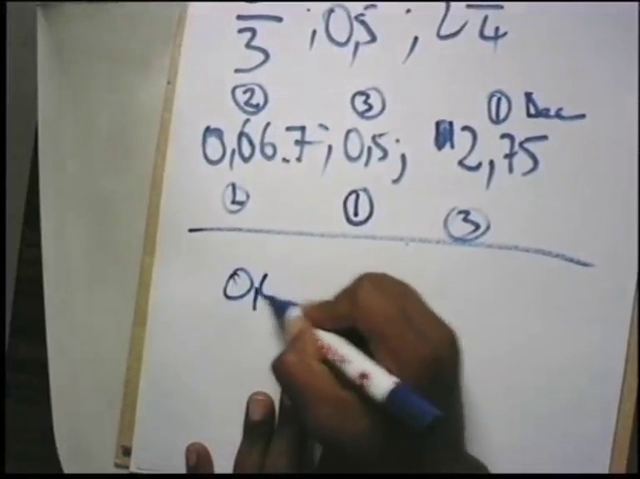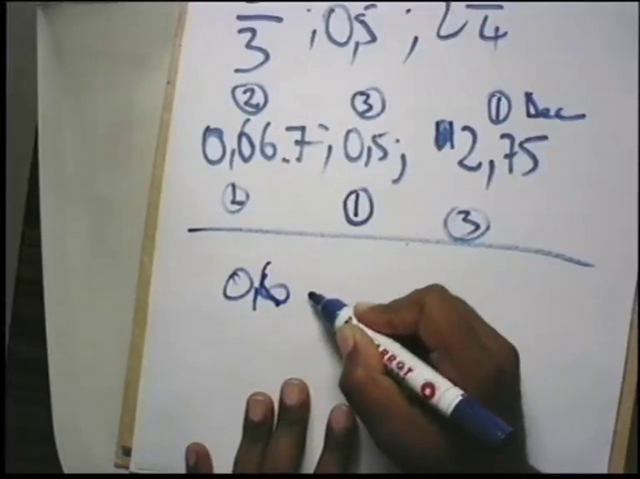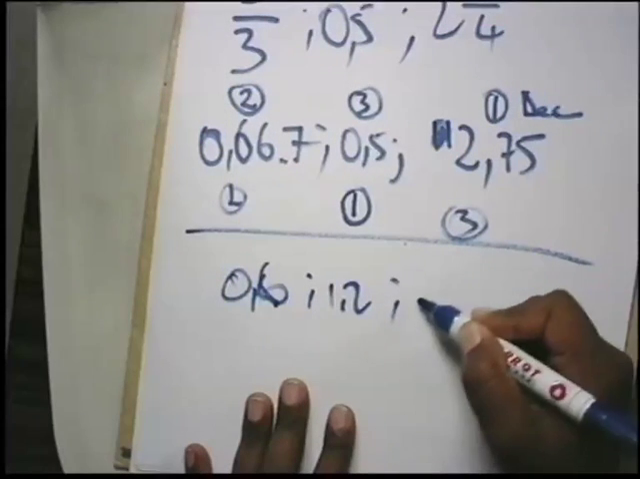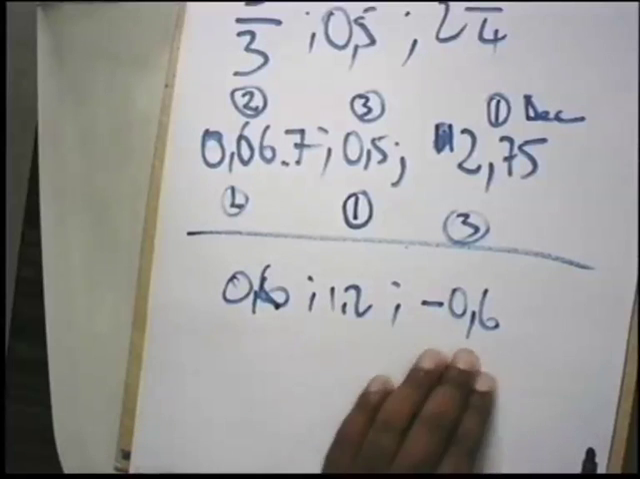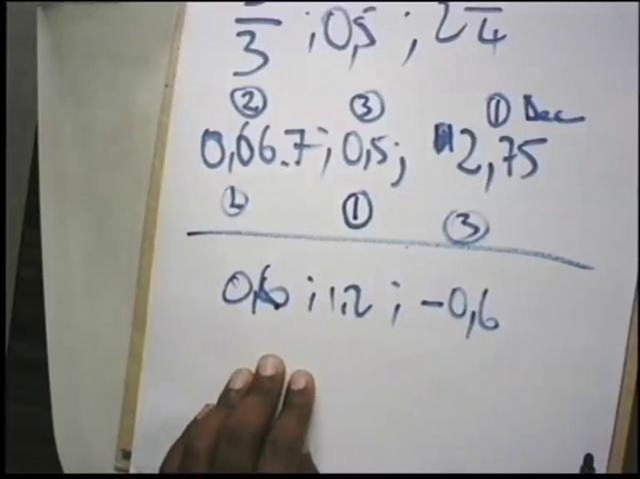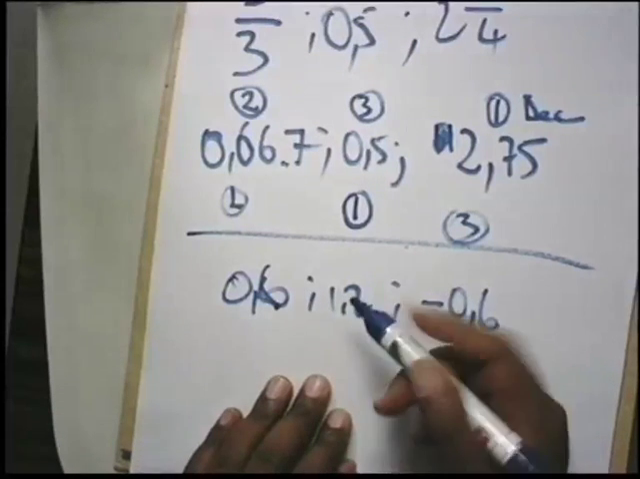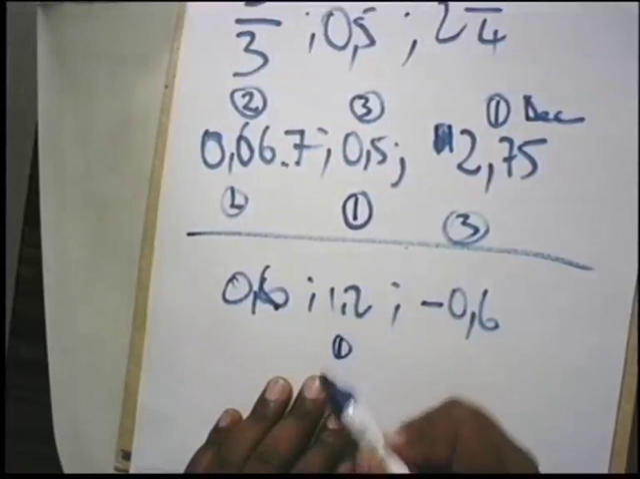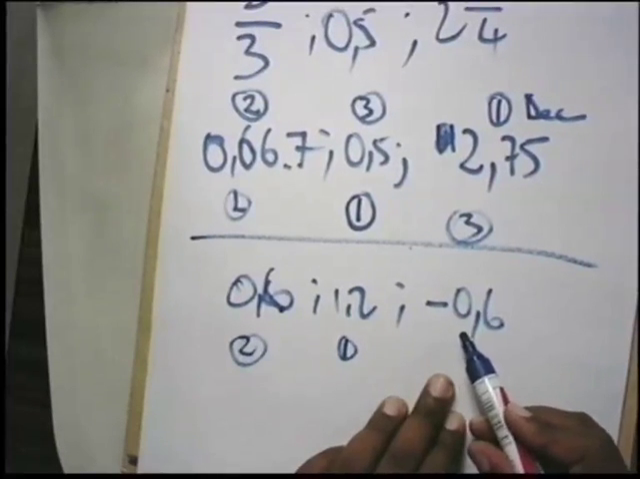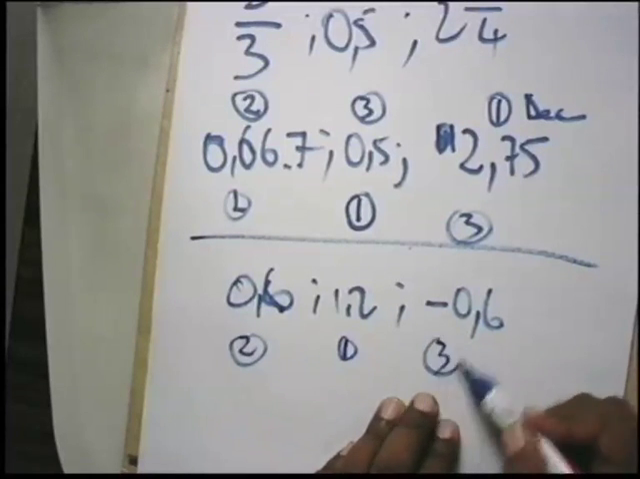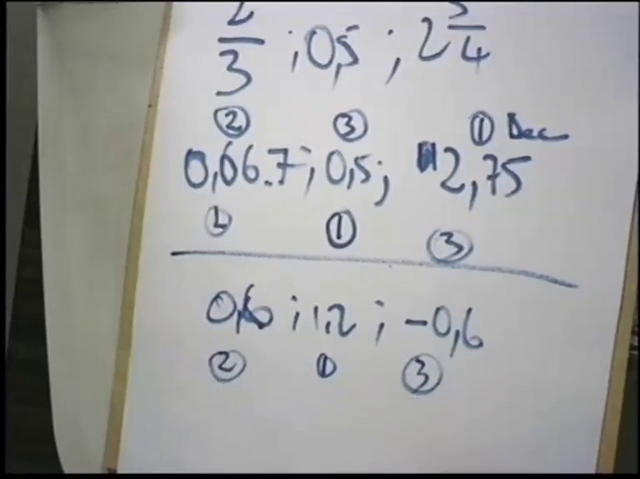The next one is 0,6, 1,2, and negative 0,6. Now, if they ask you to arrange these in ascending order, in other words, you start from the biggest one to the smallest one. We know that 1,2 will be the biggest, followed by 0,6. The negative number is usually the lowest, so this will be our number 3. That is how you do the arrangement. First, you take them to a unit that you can work with easily.